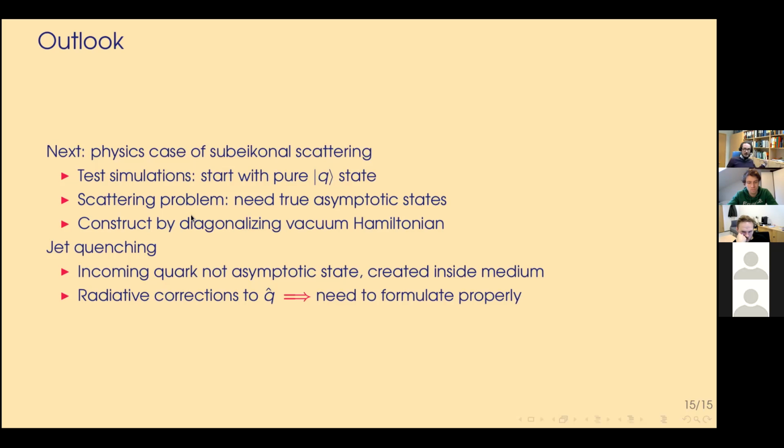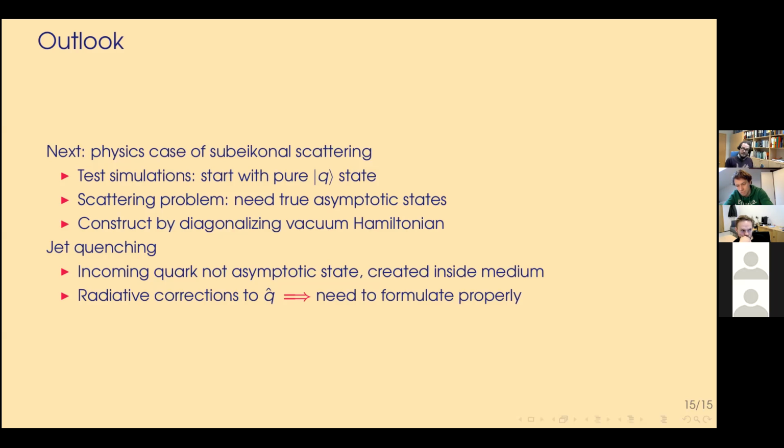Because for the scattering problem, what is a scattering? Scattering means that you have some particle that is propagating in the vacuum for a long time. Then there's a finite size target, it goes to the target, and then it again propagates in vacuum for as long as it likes, and then it's detected in a detector meters away. So meters is just like an infinity away. So this means that to study a scattering problem, we need to not start with a pure quark state, but we need to start with a true asymptotic state.